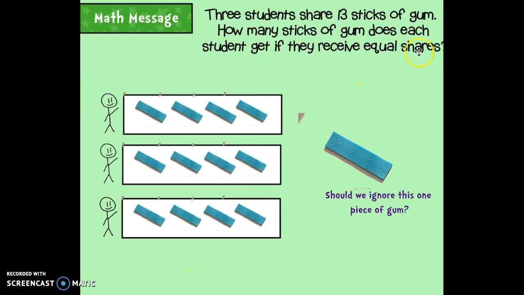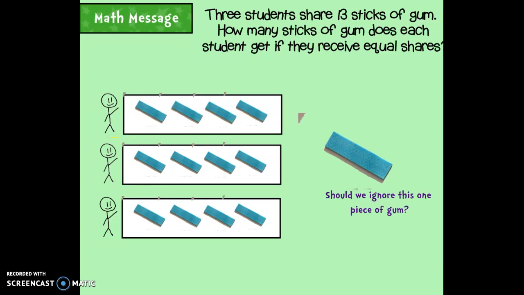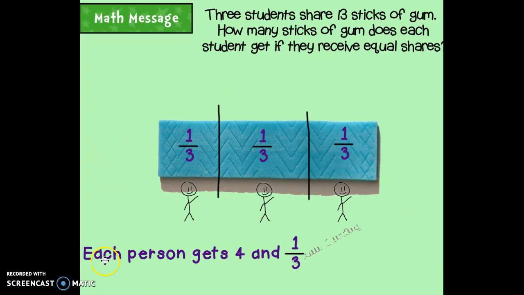If I want to give them equal shares, I can look at this piece of gum and make it into fractions. I know there are 3 kids, so I can break this piece of gum into 3 pieces. They should be equal, mine are a little bit off. So I know back here that each person got 4 whole pieces of gum, and now each person gets 1/3 of this last piece of gum. So that means each student got 4 1/3 pieces of gum.